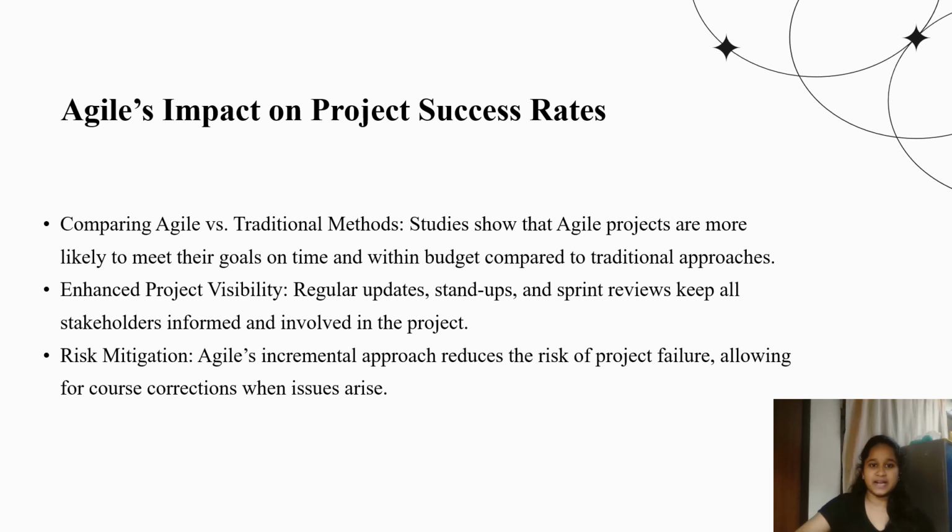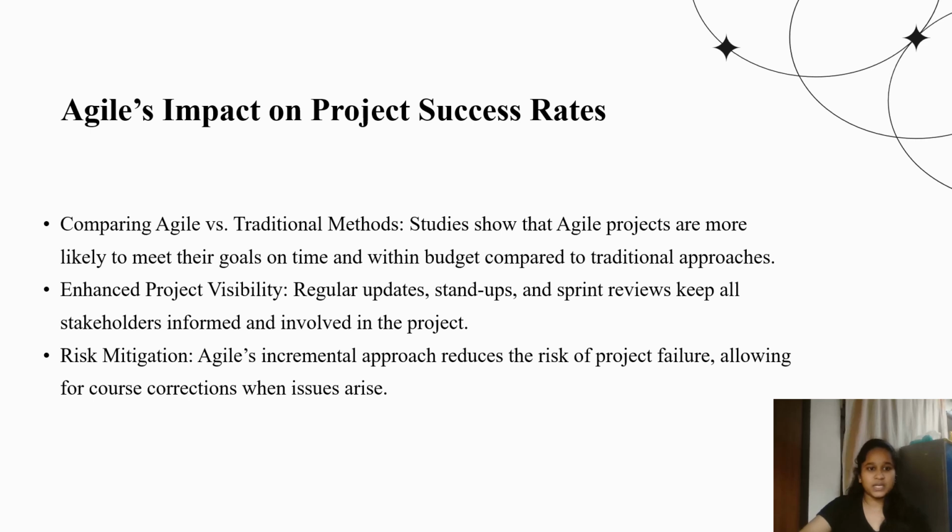And Agile impacts on project success rates. Comparing Agile versus traditional methods, studies show that Agile projects are more likely to meet their goals on time and within budget compared to traditional approaches. Although Agile will accept changes in the middle, it also conducts meetings so that the communication between the stakeholders and developers will be smooth.